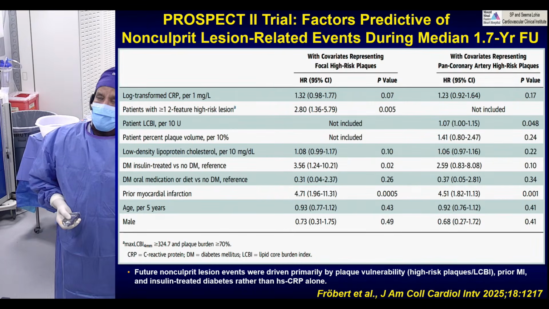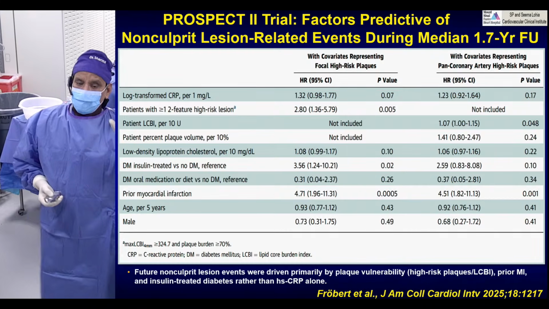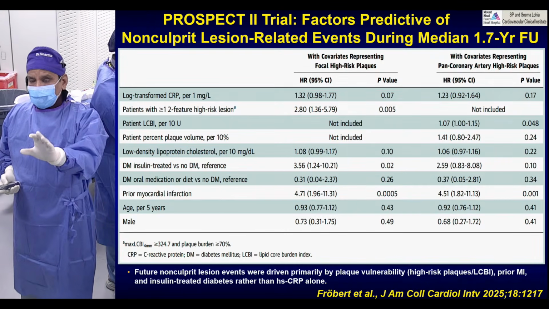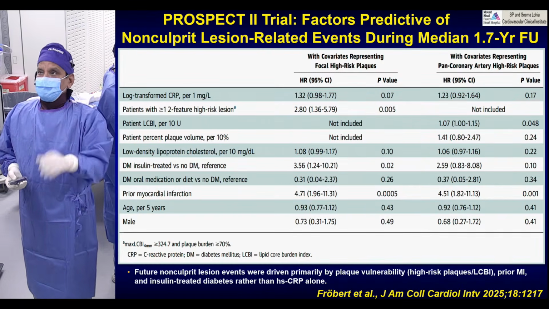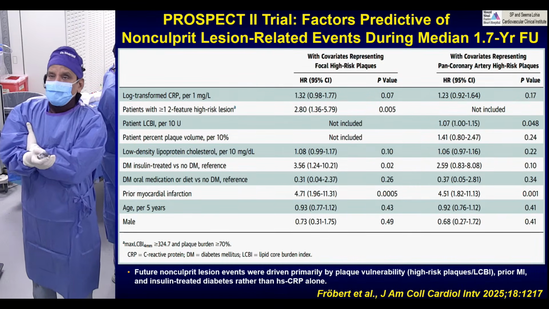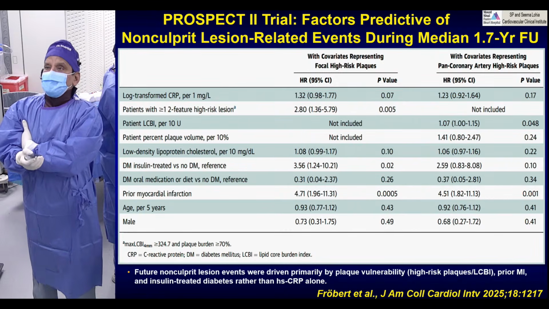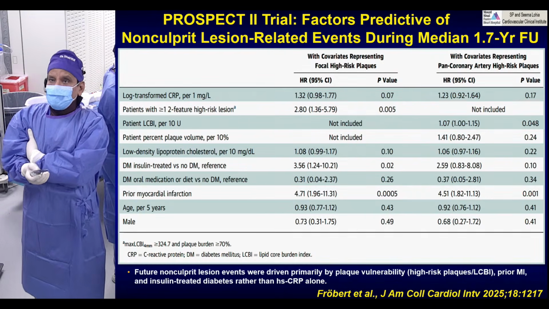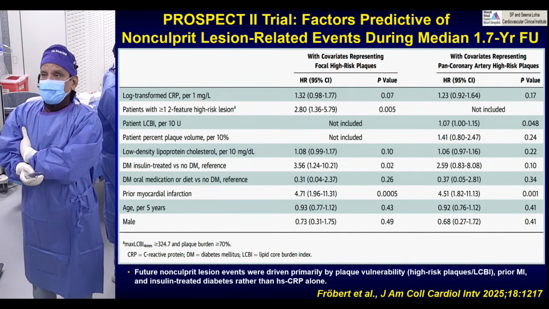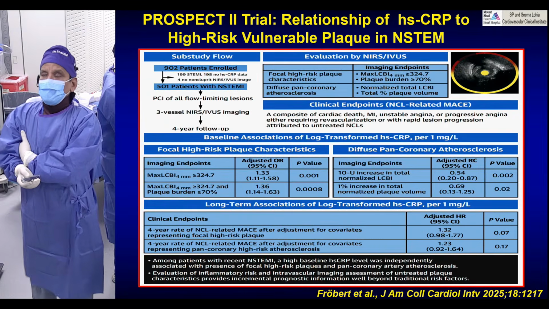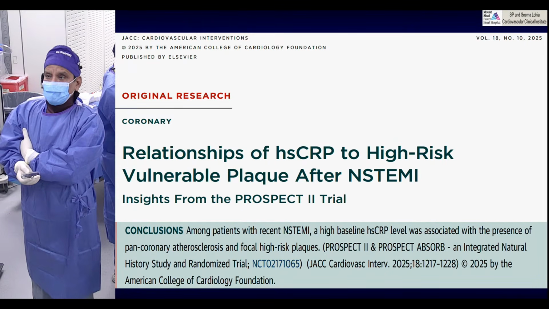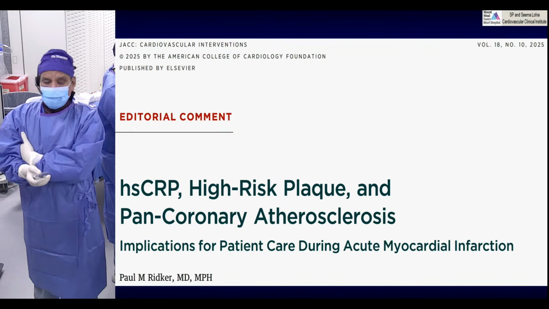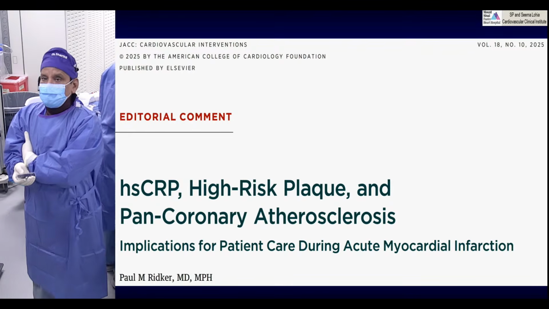Then the factors which are predictive of non-culprit lesion related events. Just want to say, in the PROSPECT trial, after the culprit vessel PCI of the non-STEMI, all other vessels were imaged. So these are all the non-culprit vessels, followed up for 1.7 to 5 years, and basically we learned that CRP and patients with high-risk lesion features are the two important predictors of subsequent events. So this puts together in one page all the data which we have shown. So basically CRP reflects both focal and pan-atherosclerosis.